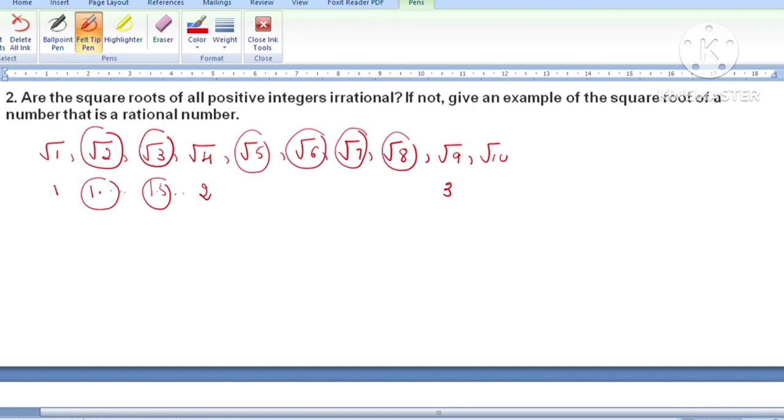Here square root of 2, square root of 3, and square root of 10, these are irrational. When you solve that, we are getting a non-terminating term. That does not have an end.